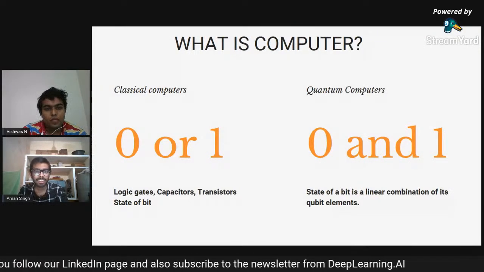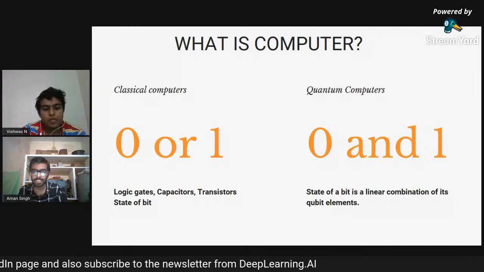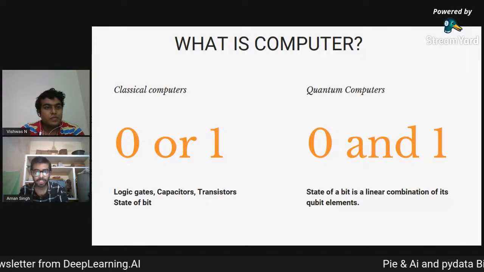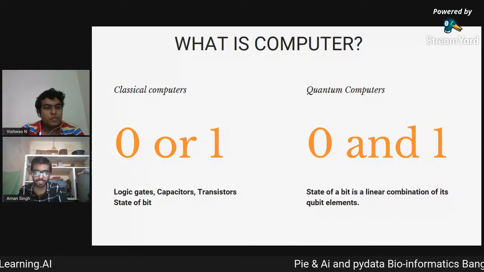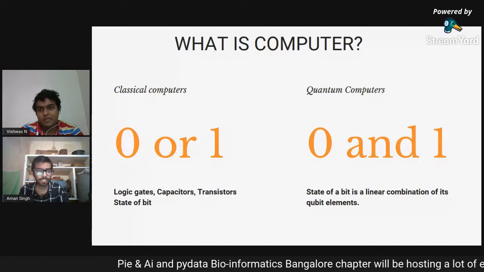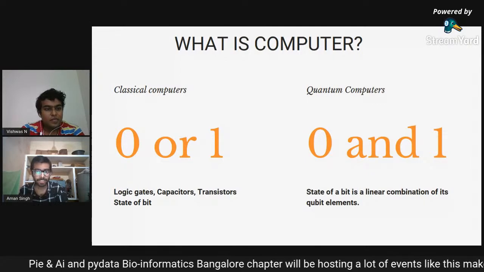First, let's start with what is a computer. A computer is a machine where you can perform arithmetic and logic operations, and you can program it also. Now we have two types of computers: classical computers and quantum computers.